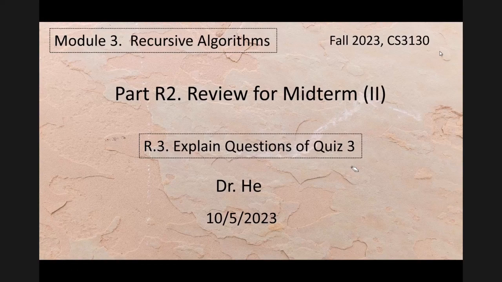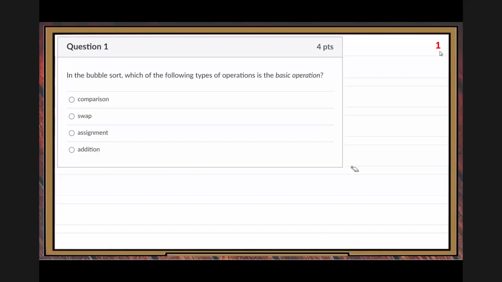Quiz number 3. Only 10 questions today. The first one, the bubble sort, basic operations. Comparison, not the swap.